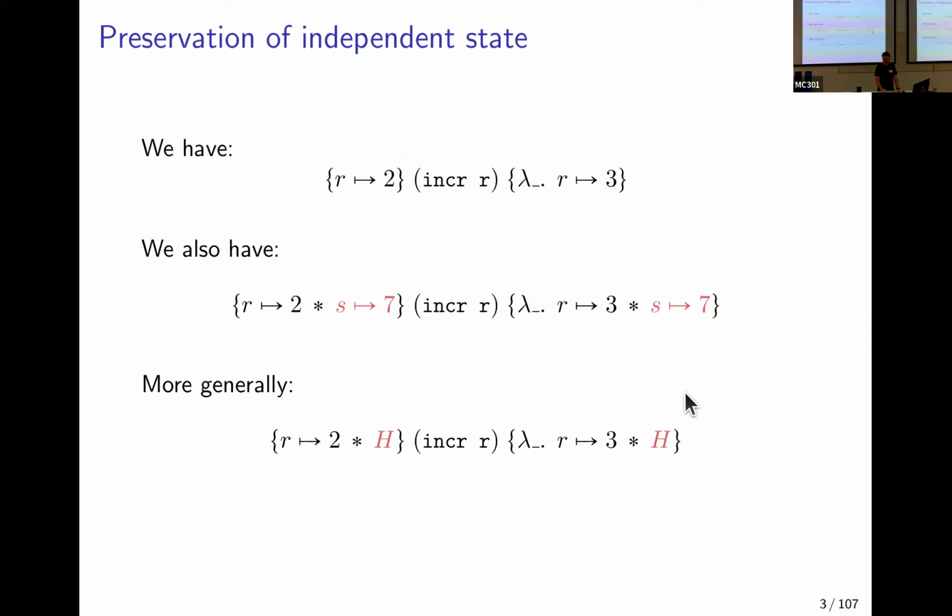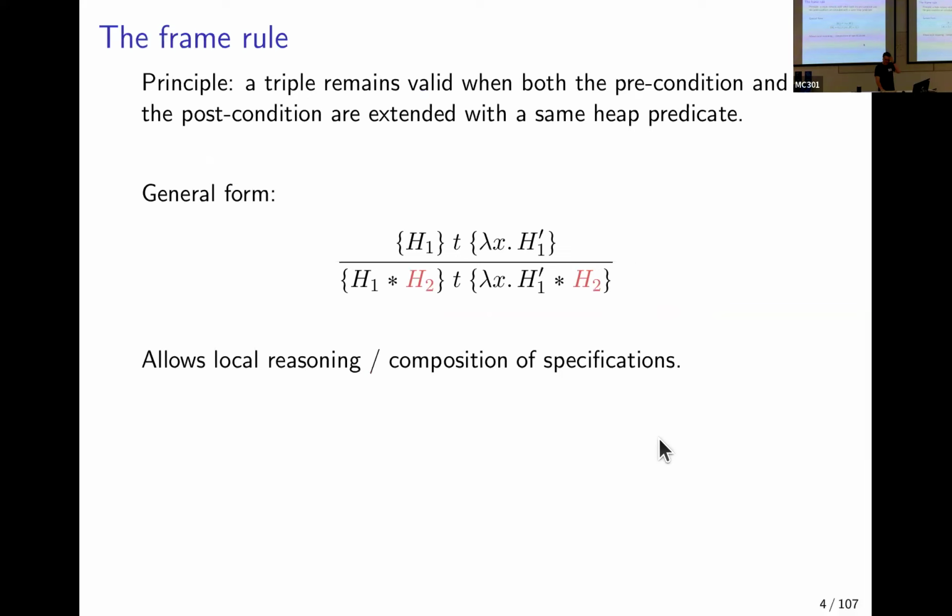Well, yeah, we can even have more generality for every H, and that is called the frame rule, and it looks like this. If you have a triple about T with H1 as precondition and H1 prime as postcondition, you can just extend it with H2. So H2 here, H2 here. That seems reasonable. That's the point of separation. It allows local reasoning, as I said earlier, and the composition of specifications.